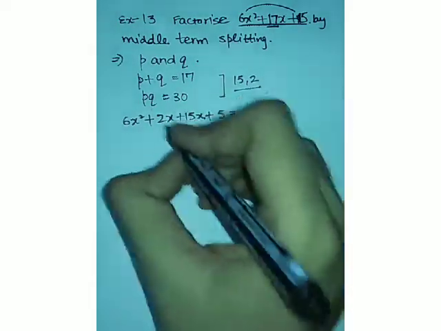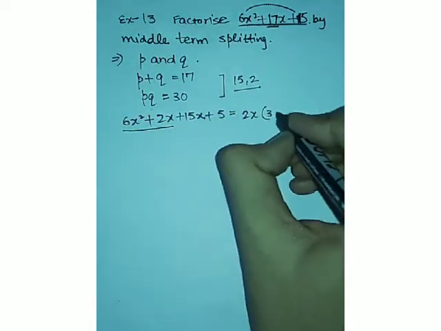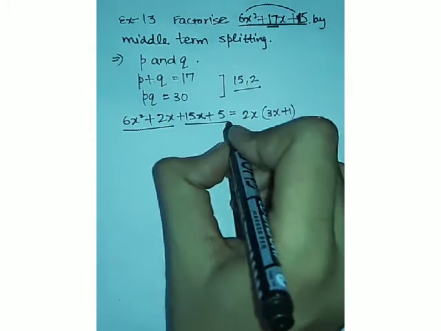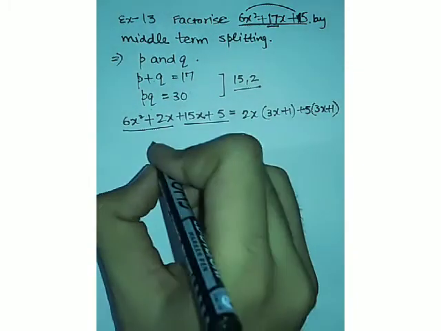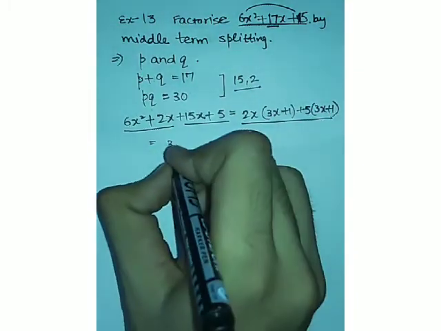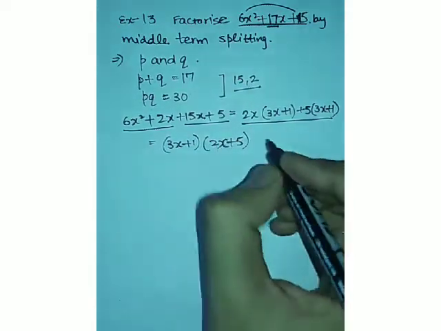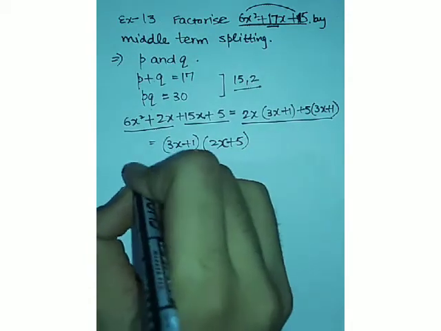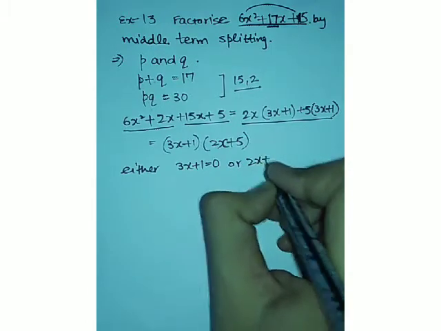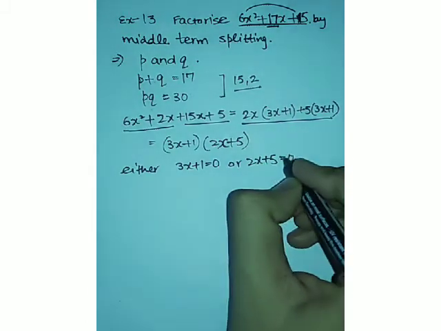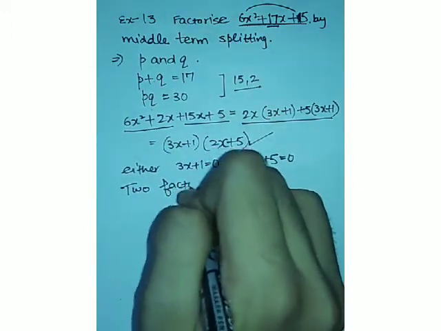All right, it will be equal to, now we can take 2x as a common factor. 2x, we will be left with 3x plus 1, and we can take 5 common, 5 times 3x plus 1. All right, now you can take 3x plus 1 as a common factor: 3x plus 1 and 2x plus 5. So either 3x plus 1 is equal to 0 or 2x plus 5 is equal to 0.